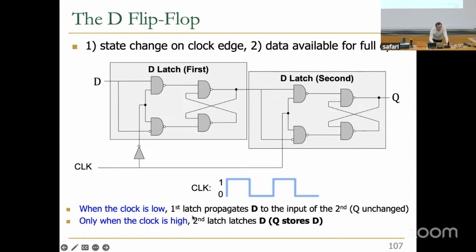Now only when the clock is high does the second latch latch D, meaning Q stores D. When the clock goes high, this is write-enabled, and then this D that you passed over here when the clock was low goes over here. So in other words, at the rising edge of the clock going from 0 to 1, Q gets the value of D. Make sense?